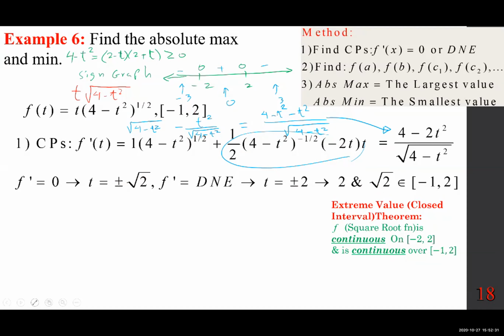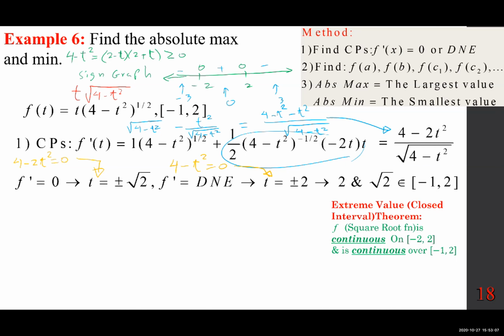But just quickly, when we say f prime is 0, that means the top is 0. F prime doesn't exist, that means the bottom is 0. So inside the radical is 0. So there are 4 answers. Okay, 2 of them are good. By the way, one of them is also an endpoint.